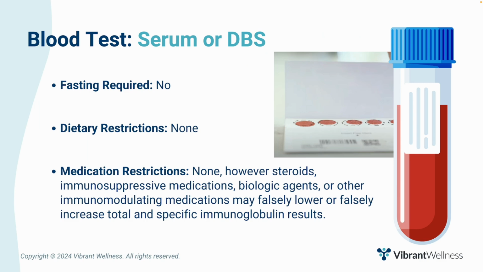Vibrant's Candida plus IBS profile is a blood test that can be collected via venipuncture or dried blood spot. Fasting is not required, and there are no dietary or medication restrictions. However, as with all antibody testing, patients taking steroids, immunosuppressive medications, biologic agents, or other immunomodulating medication may have falsely lower or falsely increased total and specific immunoglobulin results. More on this when we get to the complementary tests.